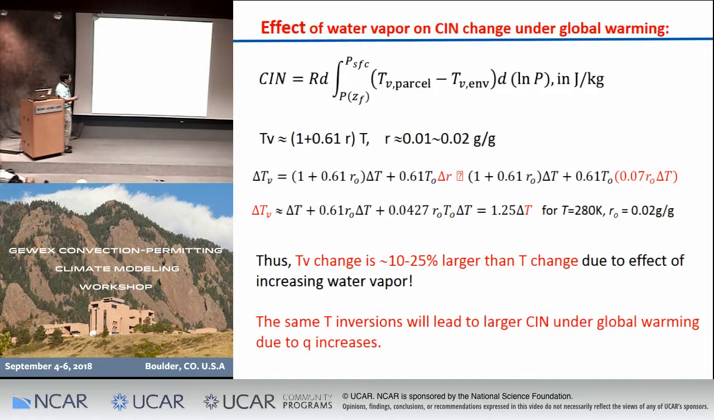But if you are looking at the future changes, there's actually substantial difference between the air temperature change and virtual temperature change just due to the humidity change. So that means the CIN could be 10 to 25% larger under the same temperature inversion conditions when the humidity increases in the future climate. So I think this is one of the basic reasons why we see the negative buoyancy increase substantially, because it's mainly due to the water vapor increase under a warming climate.